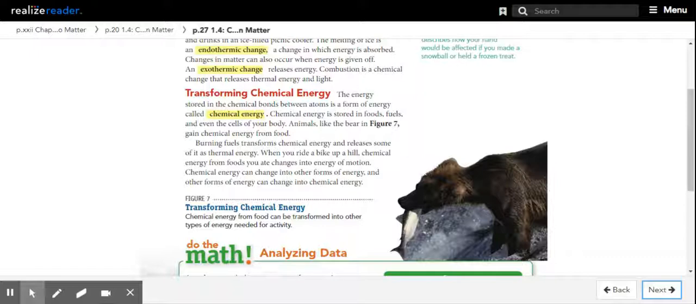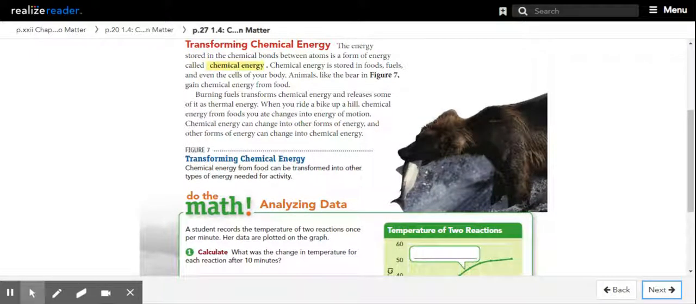Transforming chemical energy. The energy stored in the chemical bonds between atoms is a form of energy called chemical energy. Chemical energy is stored in foods, fuels, and even the cells of your body. Animals like the bear in Figure 7 gain chemical energy from food. Burning fuels transforms chemical energy and releases some of it as thermal energy. When you ride a bike up a hill, chemical energy from the food you ate changes into energy of motion. Chemical energy can change into other forms of energy, and other forms of energy can change into chemical energy.